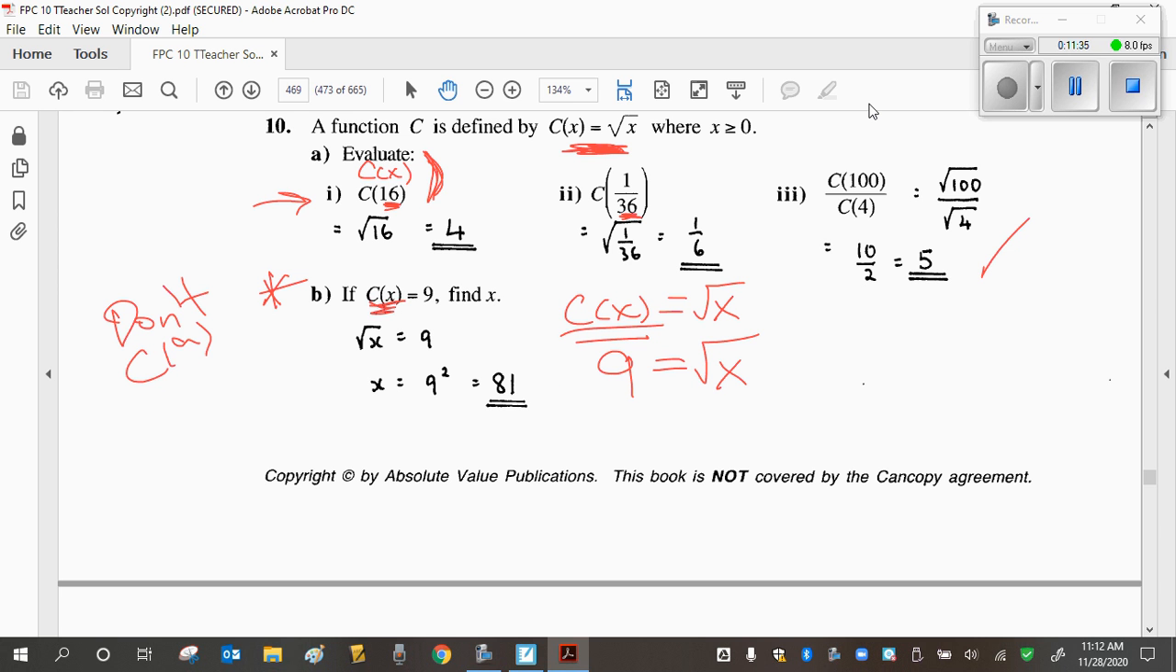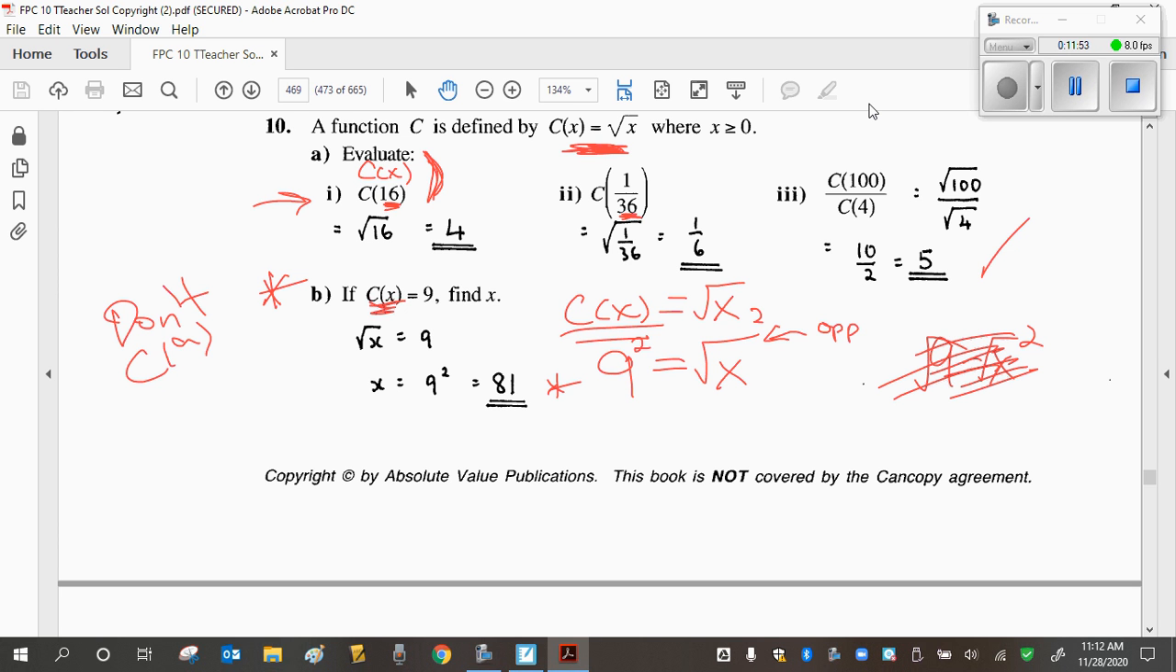And this is still tricky because we haven't had one like this. We always have 9 equals x squared, where we square root it. This is not 9 equals x squared. This is 9 equals the square root of x. So we do the opposite operation of square root, which is square both sides.